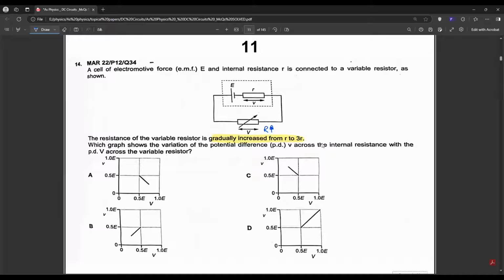As the resistance of the variable resistor increases, what will happen? The current will decrease. As the current decreases, can you realize that there's a small v which is equal to current into the internal resistance? As the current decreases, small v will decrease. Simple as that.